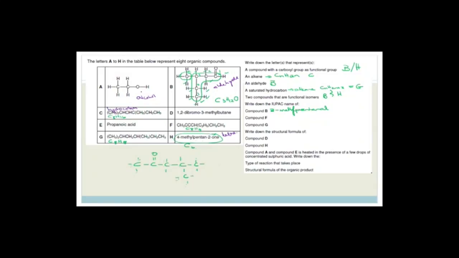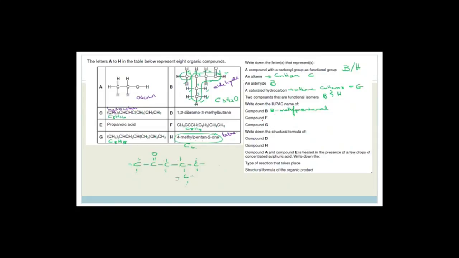Okay, so what did we have? We had an alcohol over here. We had an aldehyde because it's double bonded O. We said that this was an alkane because it was actually, we said it was a hydrocarbon. It was C8H16, which is actually an alkene. Yeah, you got a haloalkane with a branch. Propanoic acid is a carboxylic acid. This is an alkyne because it's C8H14. That's an alkane, and there you've got a ketone.